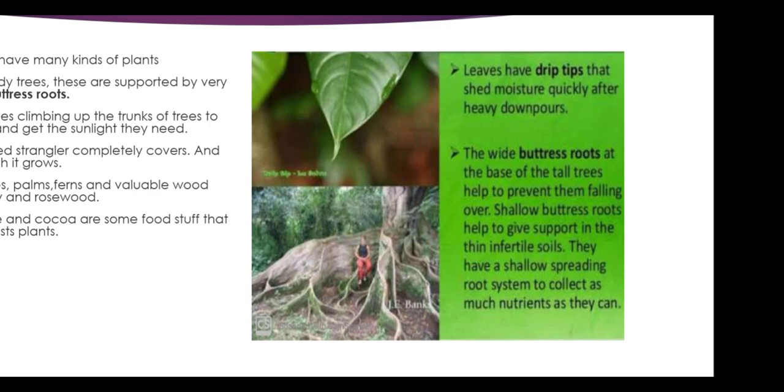Shallow buttress roots help to give support in the thin, infertile soil, and they have a shallow spreading root system to collect as much nutrients as they can. So these special features of buttress roots help the trees to grow in this infertile soil. The soil in the rainforest is not very fertile. So these roots are spread over a large area to extract more and more nutrients from the soil so that these trees get proper nourishment.